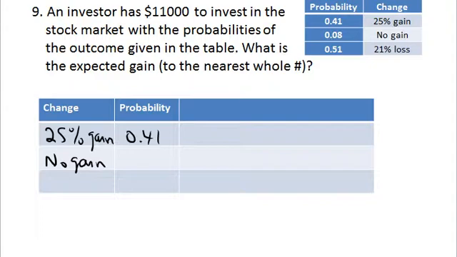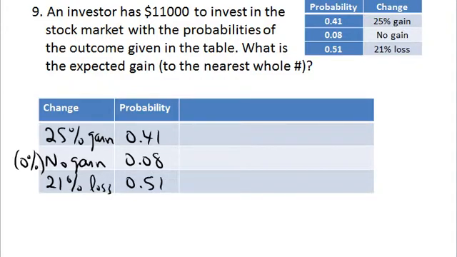And remember, no gain is the same as 0%. And that probability is 0.08, and then a 21% loss, 0.51. And remember, a 25% gain would be 25%, which is positive, but a 21% loss would be negative 21%. So just be careful how you write those things.